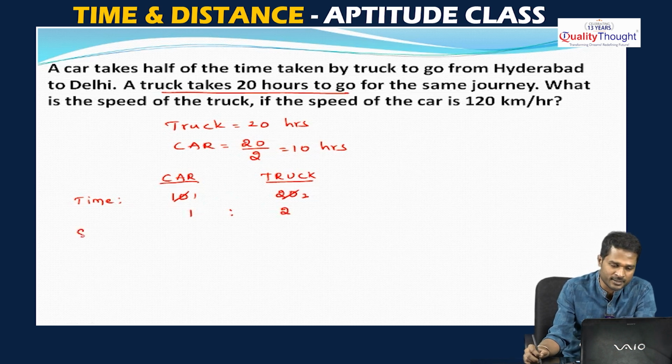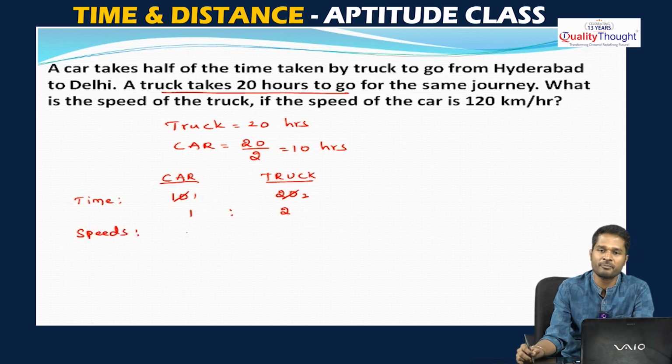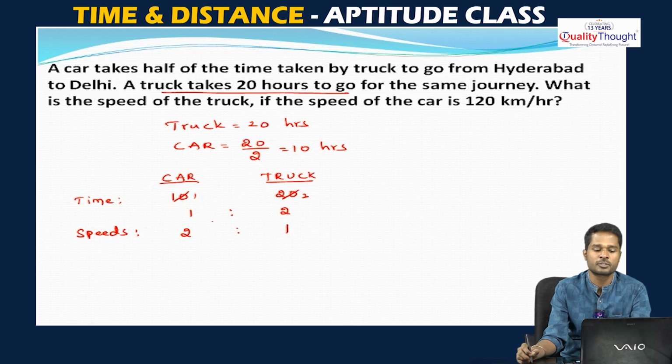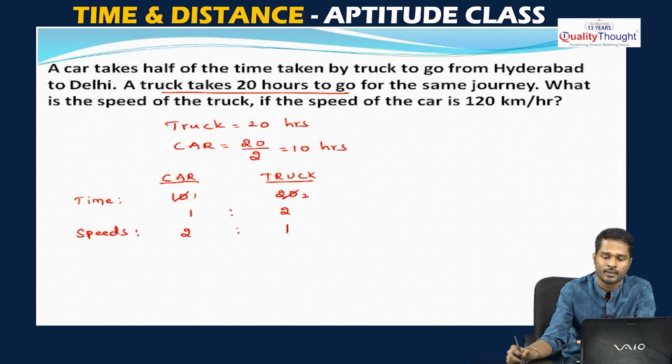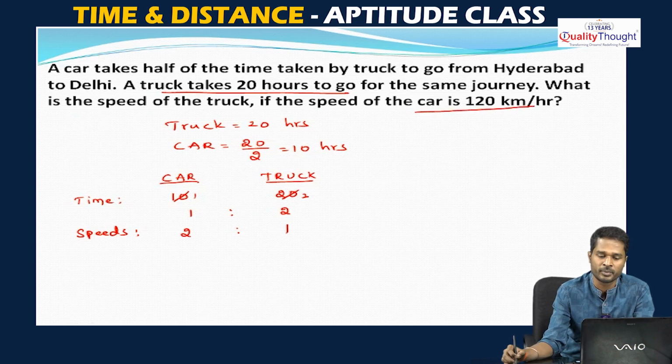Now the speeds. Now the speeds will be, we have already seen these type of things. So the time will be inversely proportional to the speeds. So the speeds will become 2:1. If the times are in the ratio 1:2, the speeds will become in the ratio 2:1. Now what is the question? He says, what is the speed of the truck if the speed of the car is 120 kilometers per hour?